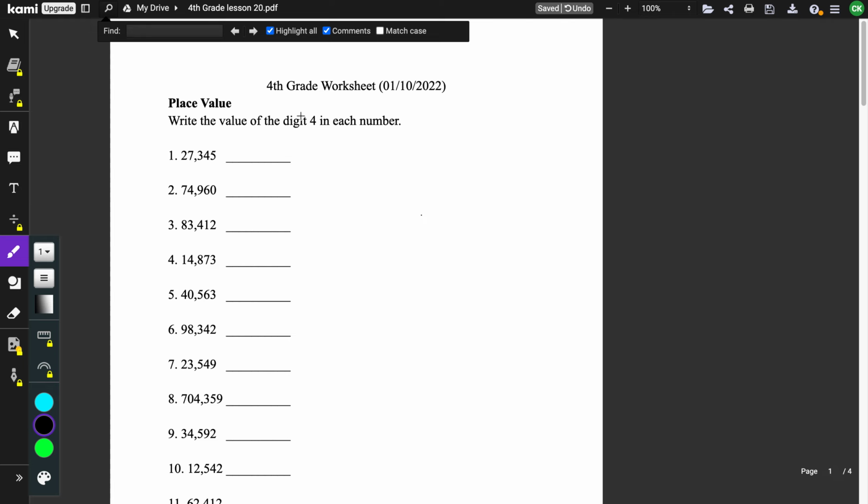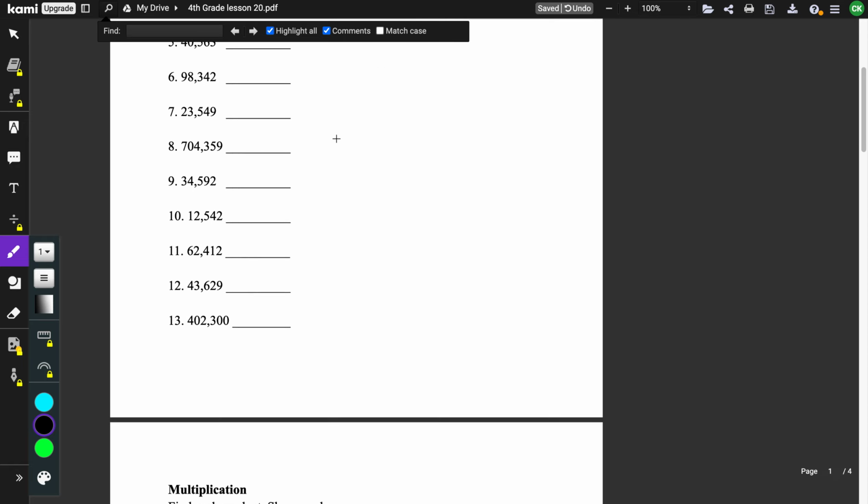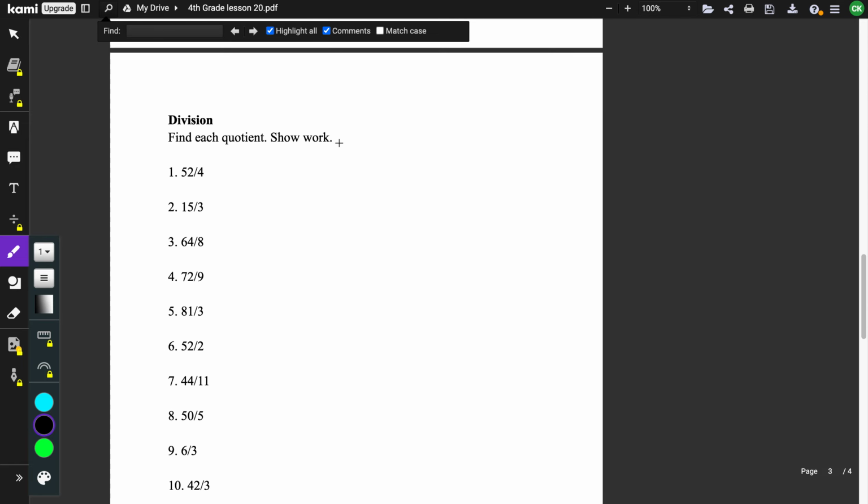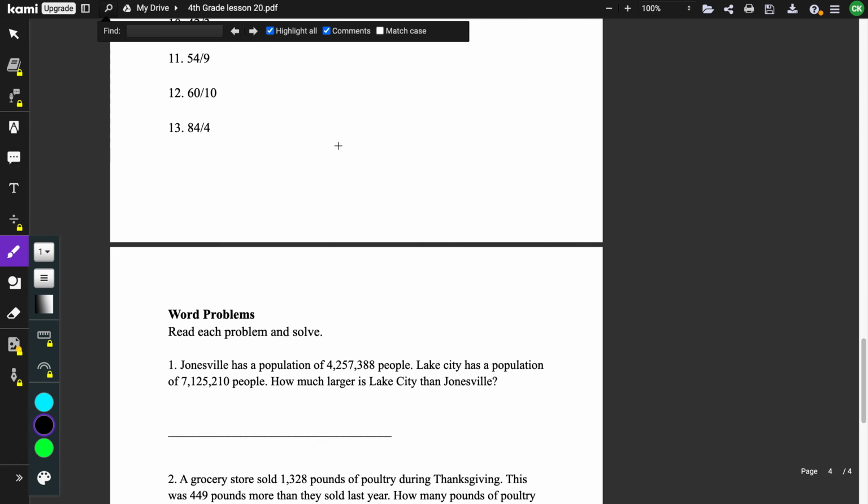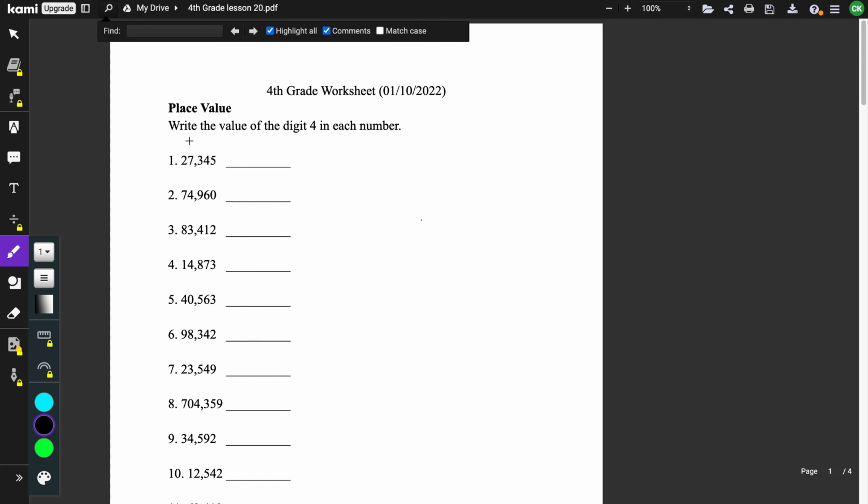To Wilux fourth grade lesson 20 worksheet. And today what we're going to be doing is place values, multiplication, division, and some word problems. So to start off, we're going to do place values.